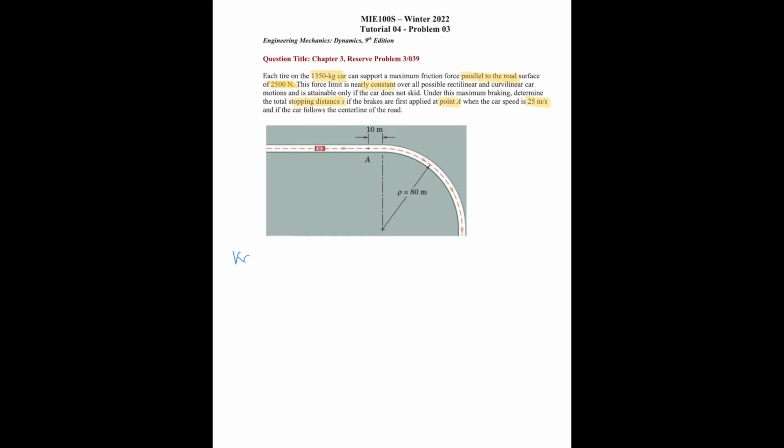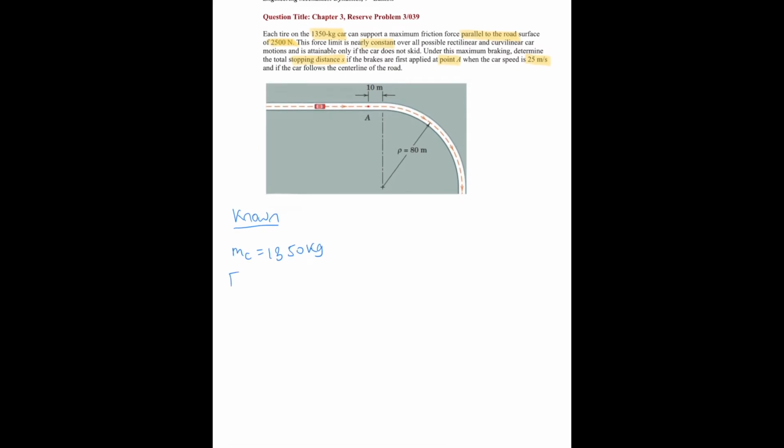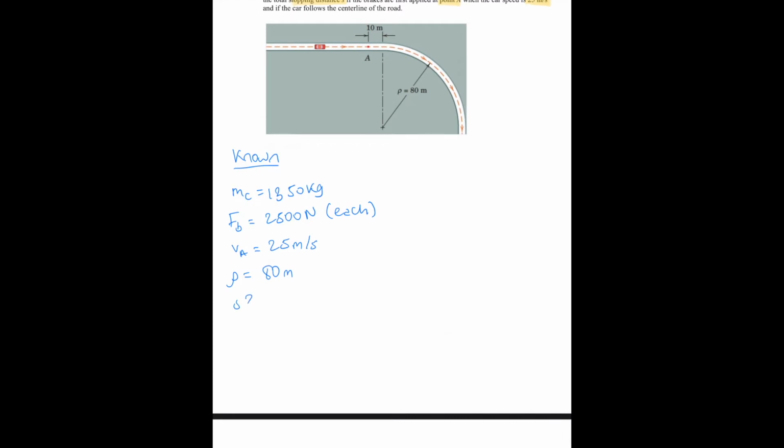Okay, so what do we know? We know that the mass of the car is 1,350 kilograms, and the maximum force on the brakes is 2,500 newtons in each tire, so that's times 4. The velocity at A is 25 meters per second, and the radius of curvature is 80 meters. So what's the total distance S that the car travels?